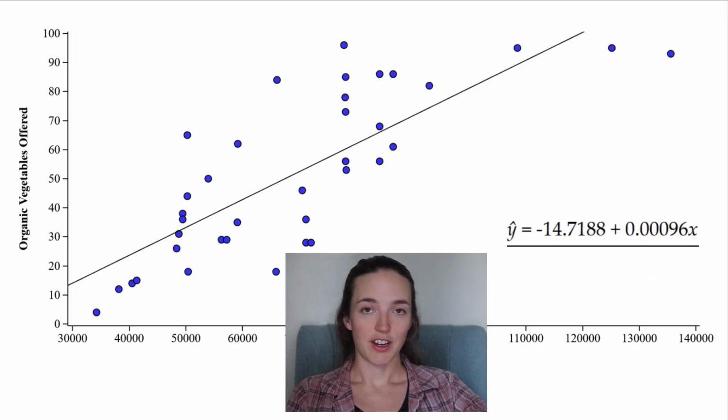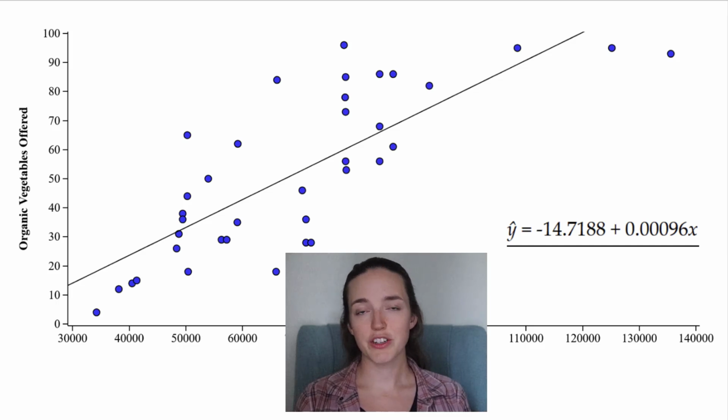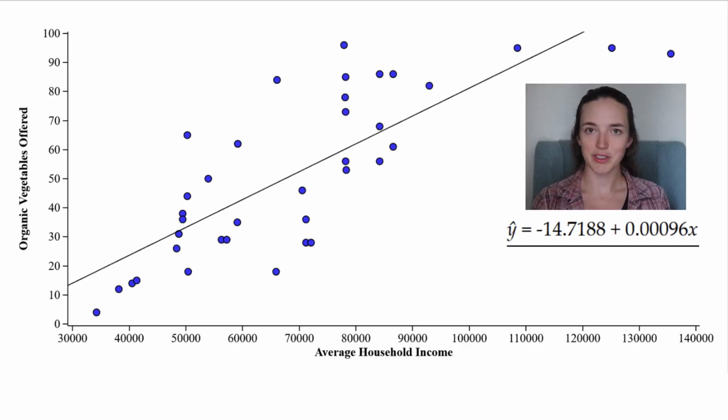Here's the equation of the line that describes this pattern, the best fit line, or the least squares regression line. What we're going to do in this video is just talk about the slope and the y-intercept. So let's start with slope. It's kind of crazy. The slope is 0.00096, right? Yep, that's 3 zeros.